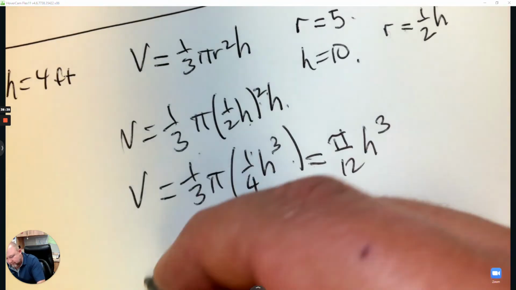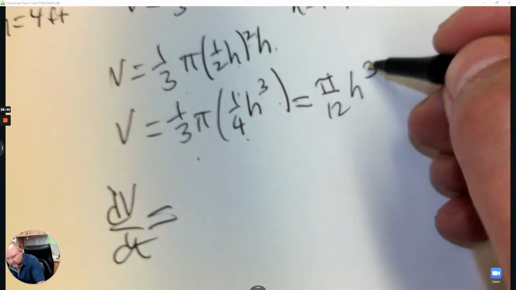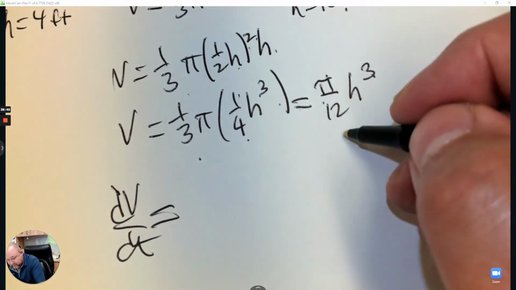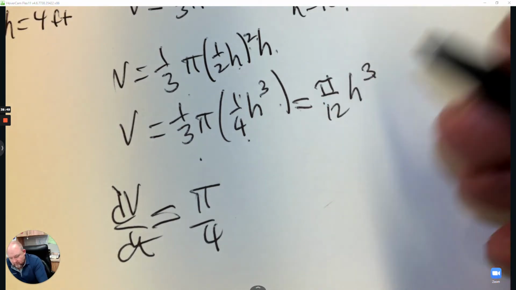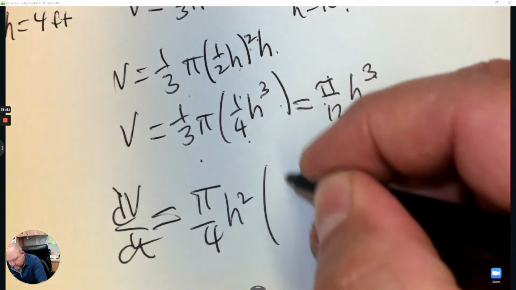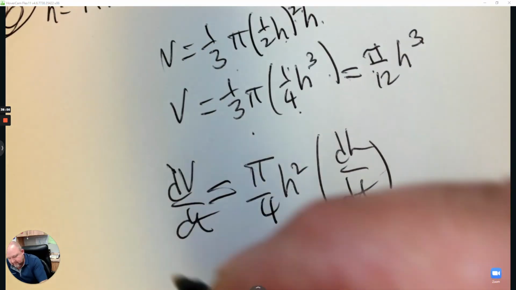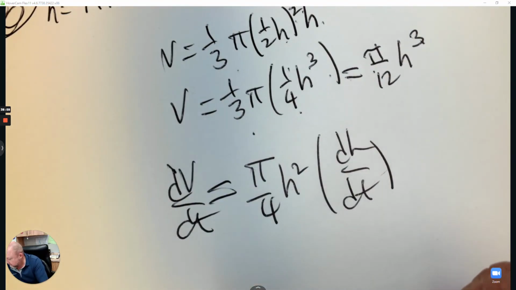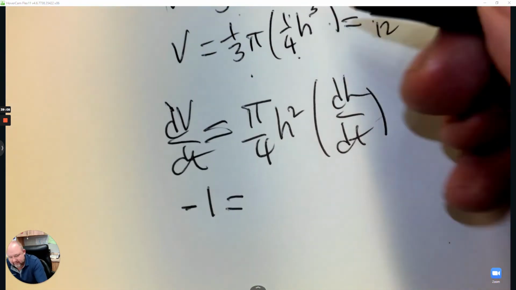And now take the derivative with respect to time. So 3 times this is 3/12, or 1/4. It needs a dh by dt. Subtract 1 from the exponent. The volume, it says leaking at a rate of 1 cubic feet per minute. So the volume is leaking, it's losing, so it's -1.